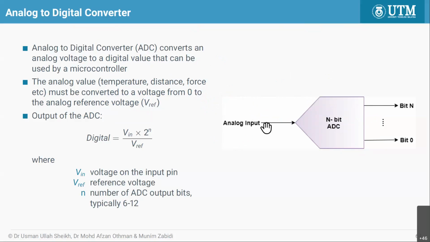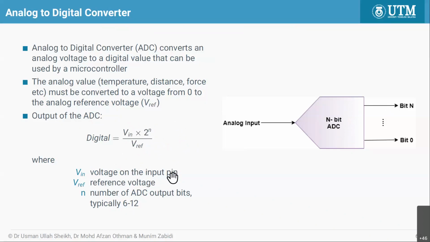Even current you have to convert to voltage before the ADC can convert that to digital. And the output of the ADC is represented by this formula. We have Vin divided by Vref, the unknown voltage plus the reference voltage, divided by the reference voltage, and then multiply that by 2 to the power of output bits.